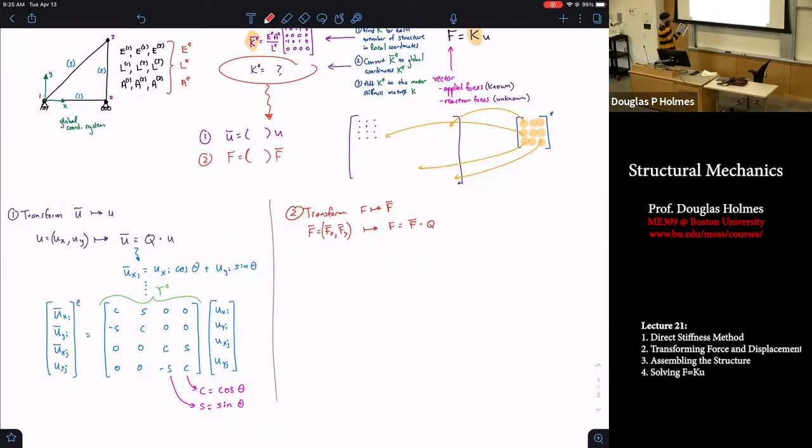You'll notice if you compare this equation to this equation, everything's kind of flipped. On the left hand side, the bar term is on the left and the Q is on the left. On the right hand side, the bar term is on the right and the Q is on the right. And again, this is super confusing when you're seeing it for the first time, but it just has to do with the fact that there are two types of ways a vector can transform, and forces and displacements transform in different ways.